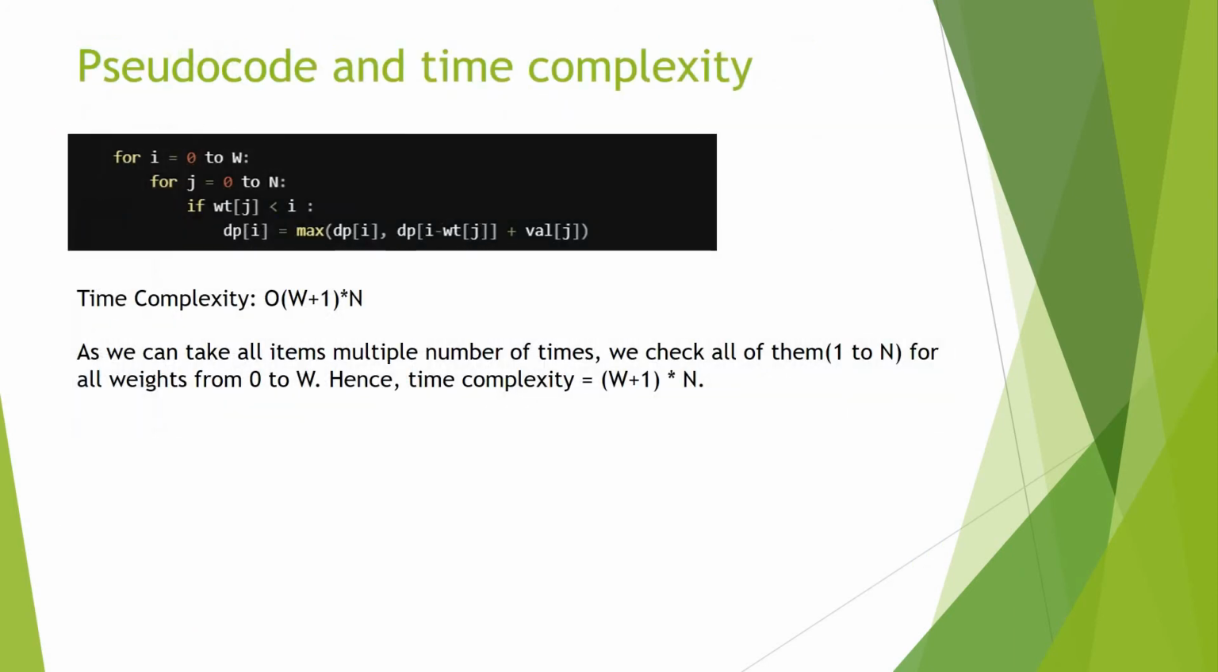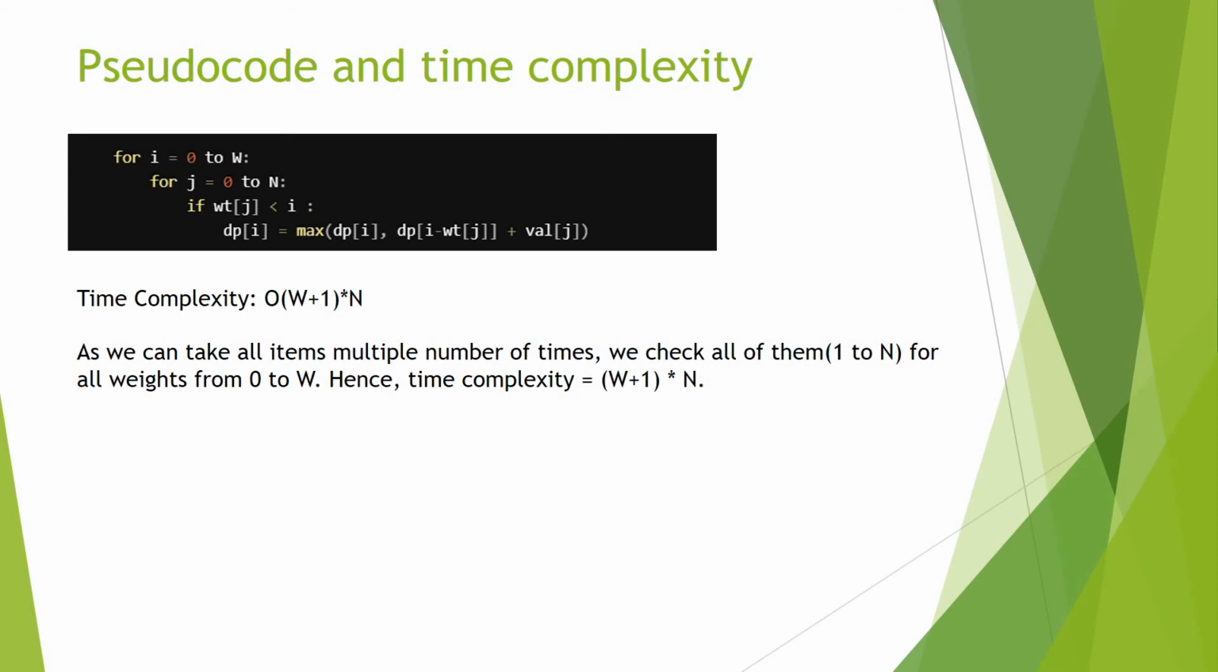Okay, so now we are going to see the pseudocode and the time complexity. For i equals 0 to maximum weight, for j equals 0 to n, the number of elements, if the weight of that item is less than or equal to i, dp[i] will be the maximum of dp[i] and dp[i minus weight of that element] plus the value of that element.